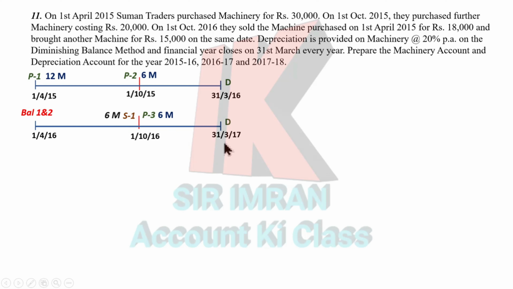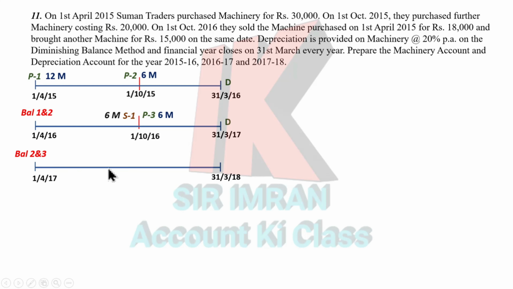So we will draw our third year. It will start from 1st April 17. And it ends on 31st March 18. Now student, again we have to first write down the balance. Which assets are remaining now? Assets number 2 and 3. One is sold out. So don't worry about 1. So 2 and 3. So we have to write the balance over here, 2 and 3.